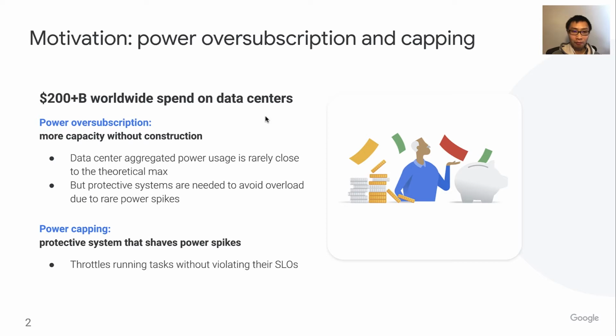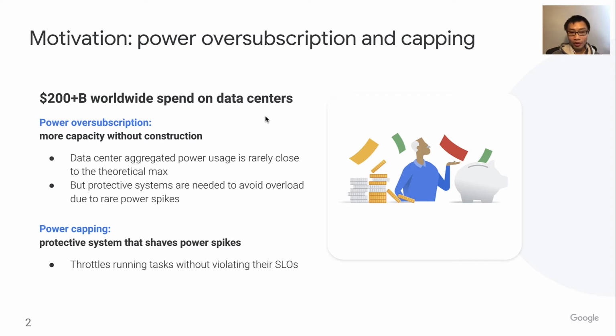Very often, power is the limiting resource in a data center, but the data center's aggregated power usage is rarely close to the theoretical maximum because the power usage of the many machines in a data center is unlikely to peak at the same time. Therefore, we can deploy more machines in a data center than the power supply can nominally support. This is called power oversubscription.